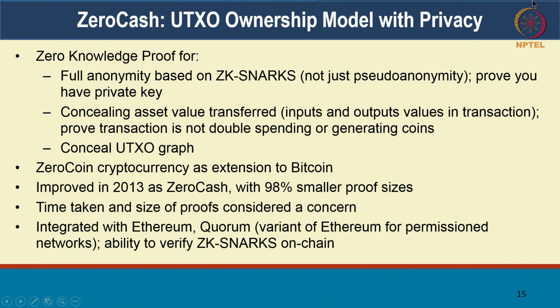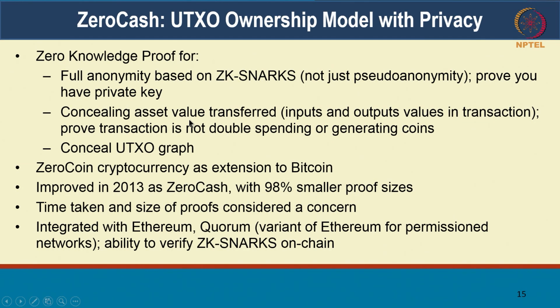Okay, so let's look at a few other examples where zero knowledge proofs are employed in a very nice way, right? So ZeroCash is a very nice example. What they have is a zero knowledge proof for providing full anonymity of users, right? So remember that Bitcoin and Ethereum only provide pseudo-anonymity, right? They don't give you full anonymity, right? So what they can do with zero knowledge proofs is that they can ensure that the user identity is never revealed when someone looks at a transaction, right? They can also conceal the asset value.